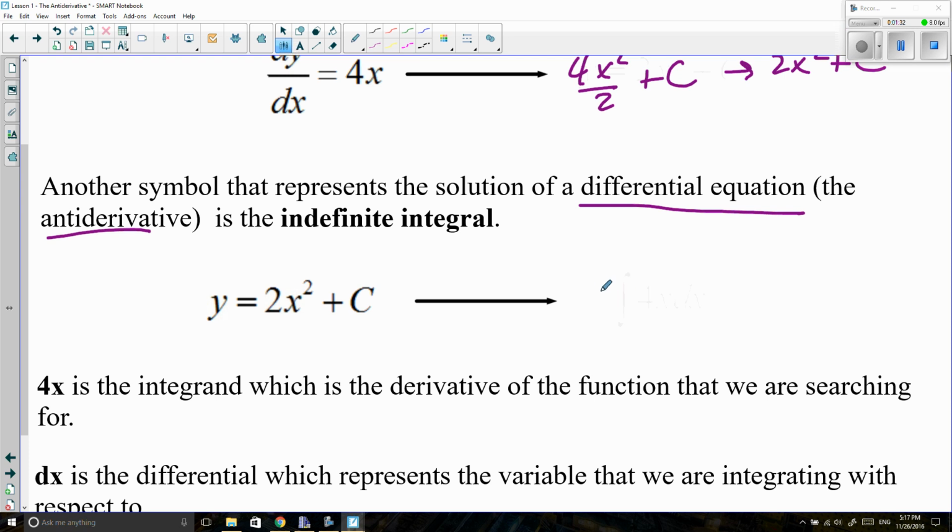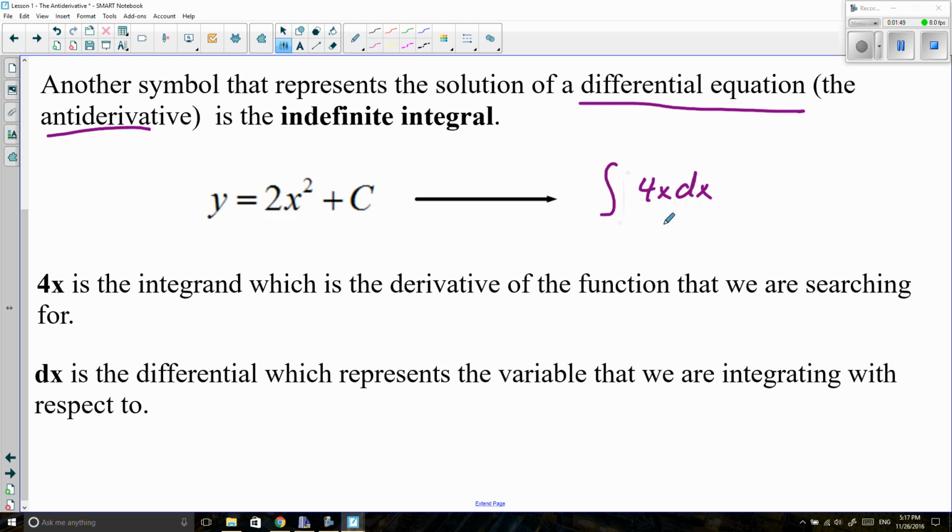A different way of stating it is the integral of 4x with respect to x. When we take the integral, the integral is this funny little s symbol that I've just drawn here. The integral symbol just means you're going to take the antiderivative of 4x with respect to x to get 2x squared plus c.